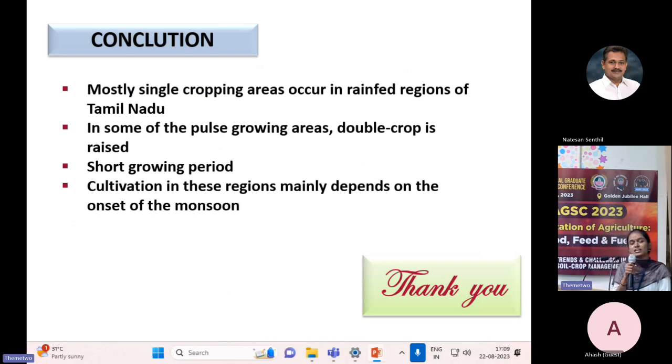With that, the conclusion is that in the major rainfed areas of Tamil Nadu, people are cultivating only a single crop, except in some pulse growing regions where the pulse crop is followed by moth bean, where green gram is cultivated. Because of the short growing period, cultivation in these regions mainly depends on the onset of monsoon.